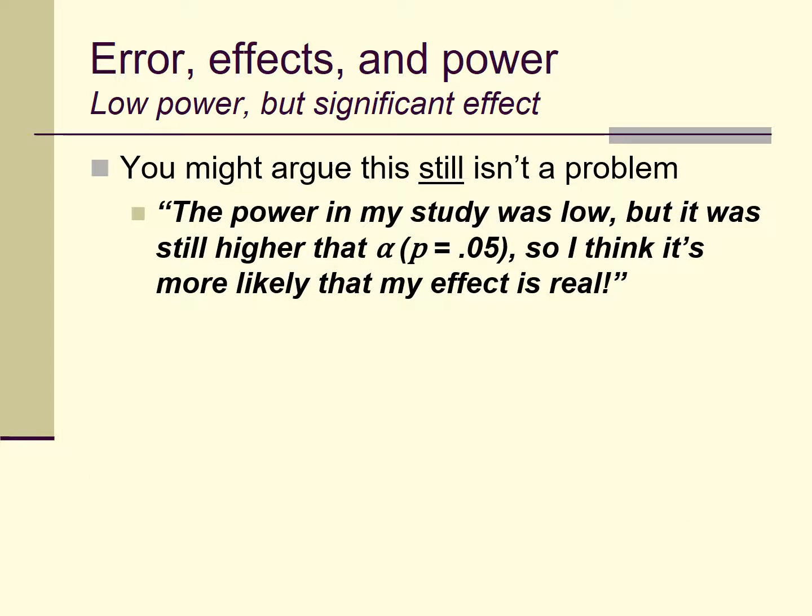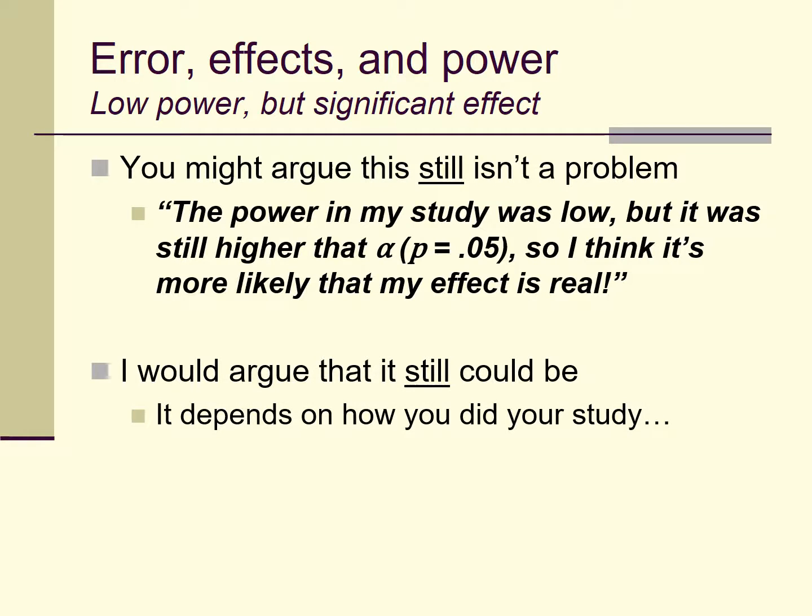So again, someone in this position might still argue the power of my study was low, but it's still higher than alpha, p equals 0.05, so I think it's more likely that my effect is real. Again, I would argue that this is still a problem. The distinction between alpha of 0.05 and power of 0.10 is pretty narrow in my mind.